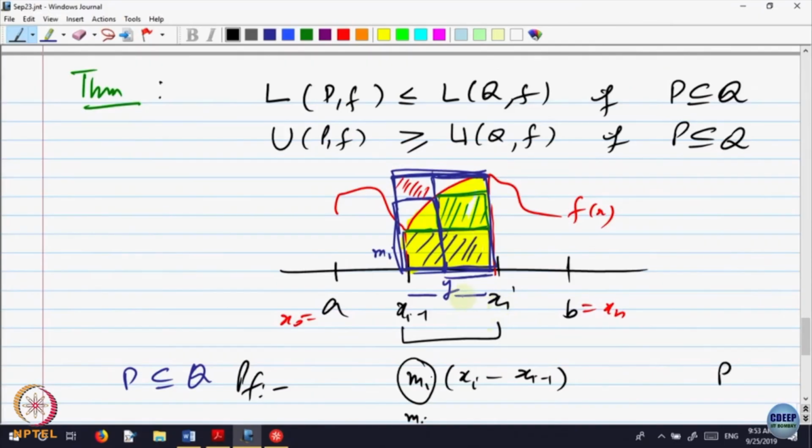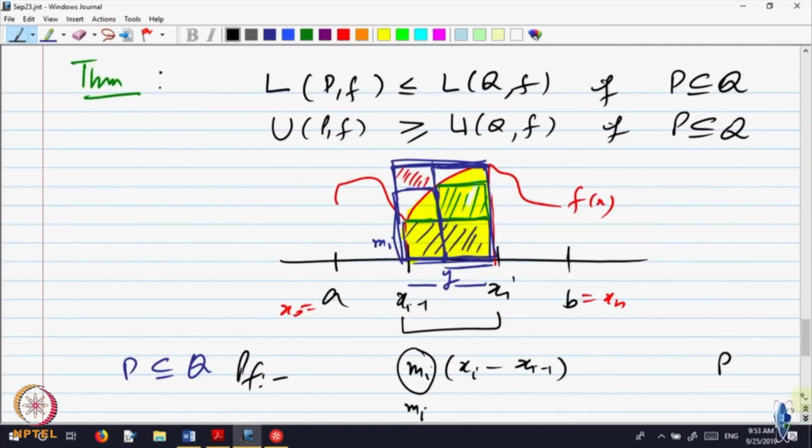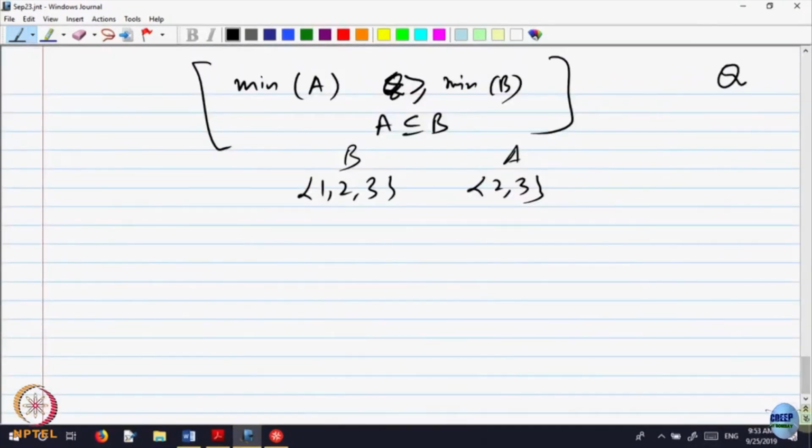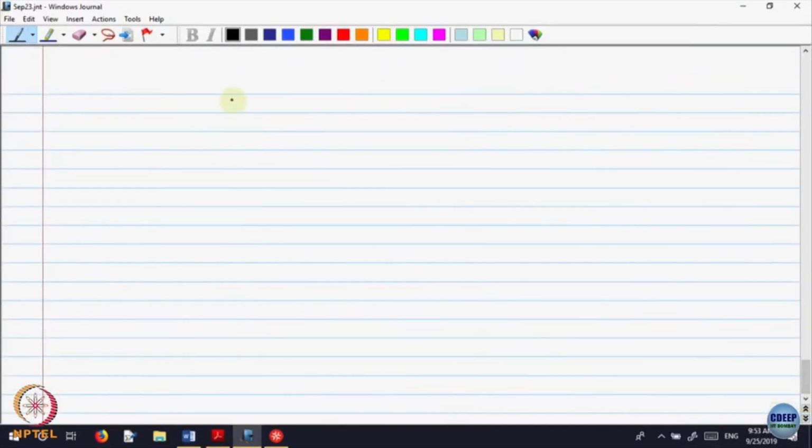That the minimum tends to, so what we want to say is that the minimum xi, so minimum in this interval xi minus 2 onto xi, okay.